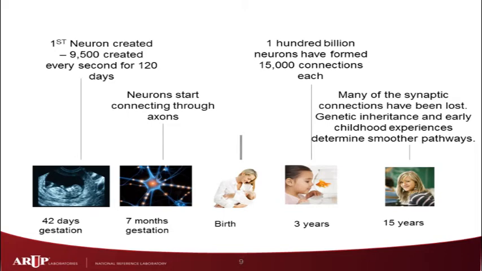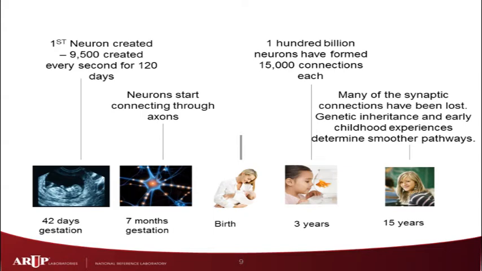So what he shares in his book about brain science is that at 42 days gestation, our first neuron is created. And every second for the next 120 days, 9,500 neurons are created. At 7 months gestation, those neurons start connecting through axons. We're born. By 3 years of age, 100 billion neurons have formed 15,000 connections each. And by the time we're 15, already many of those synaptic connections have been lost.